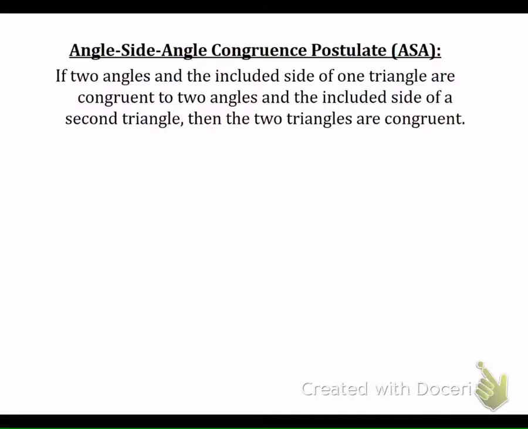All right. Here is the actual postulate we're going to be working with today. The angle, side, angle postulate. It says that two angles and the included side of one triangle are going to be congruent to two angles and the included side of a second triangle, and then you can conclude that the two triangles are congruent.